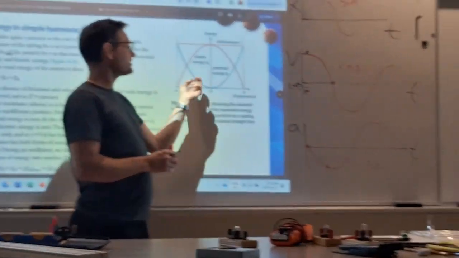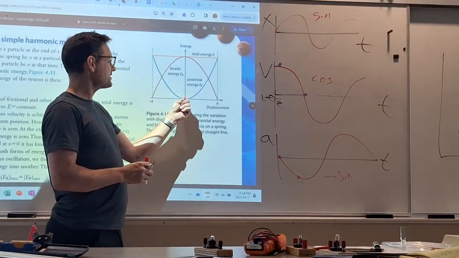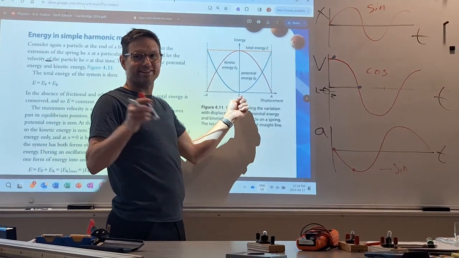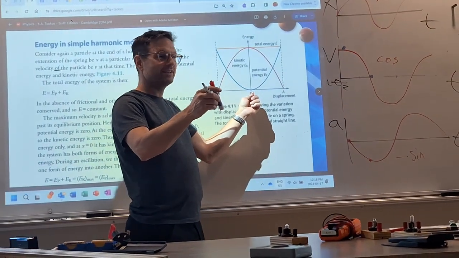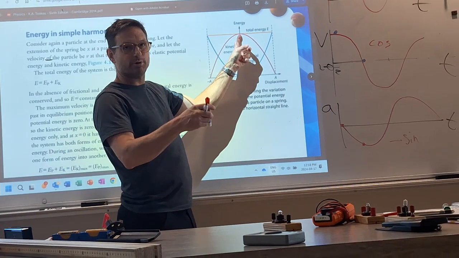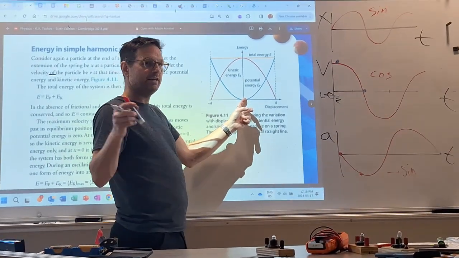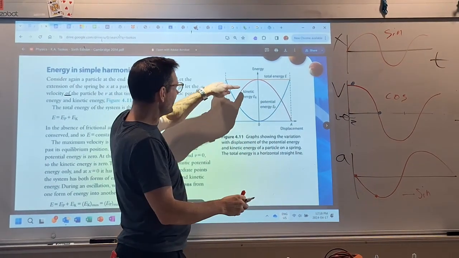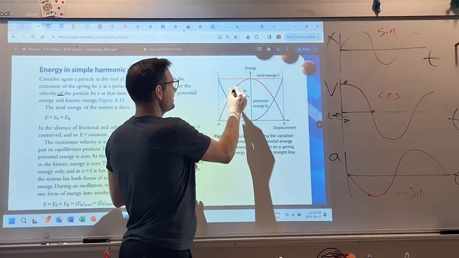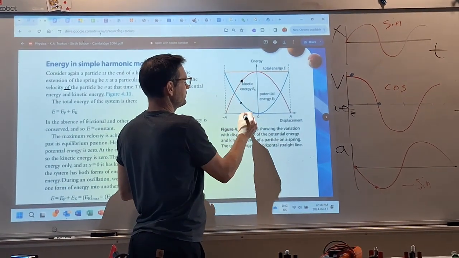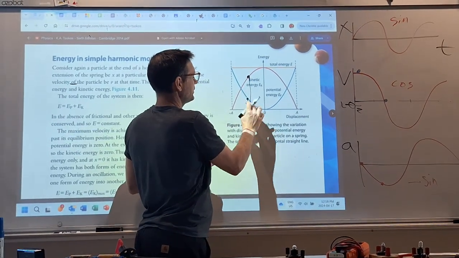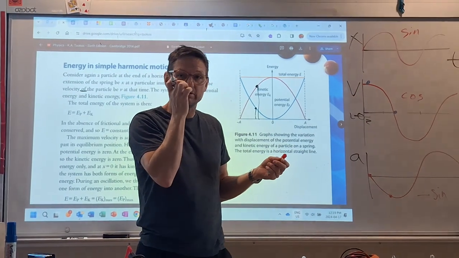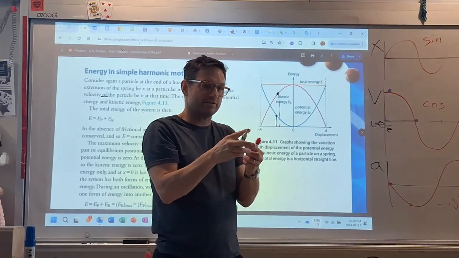If this is a mass on a spring, what's the middle? It's where it's going through. So you have max kinetic, max motion, and no potential. And then at the ends, you have all potential and no kinetic. At any point here, what is the sum of these two? Total energy. These will equal the total. And what's happening to the total energy? Nothing. It's the same.